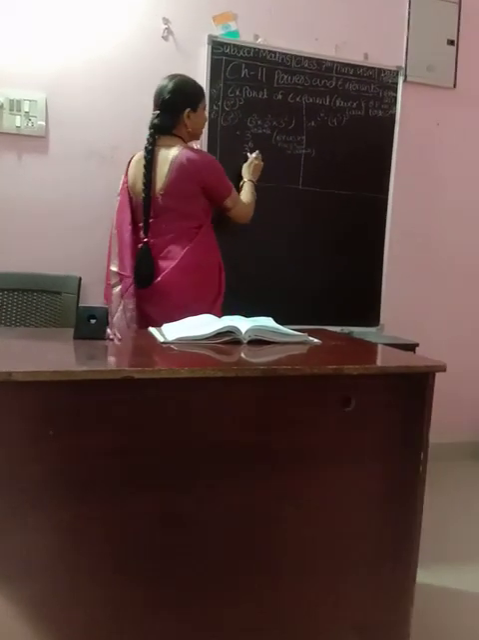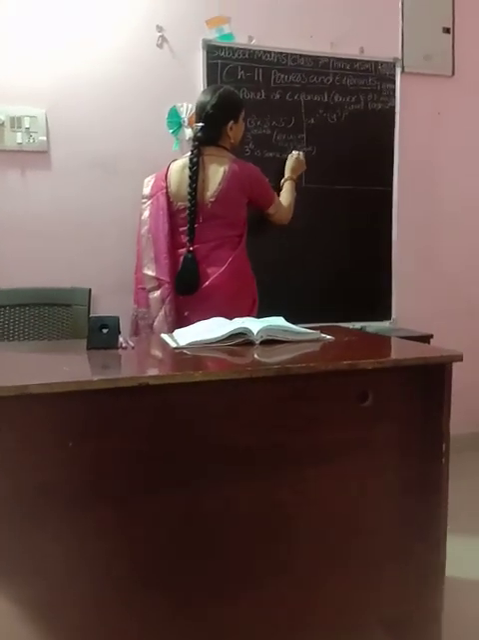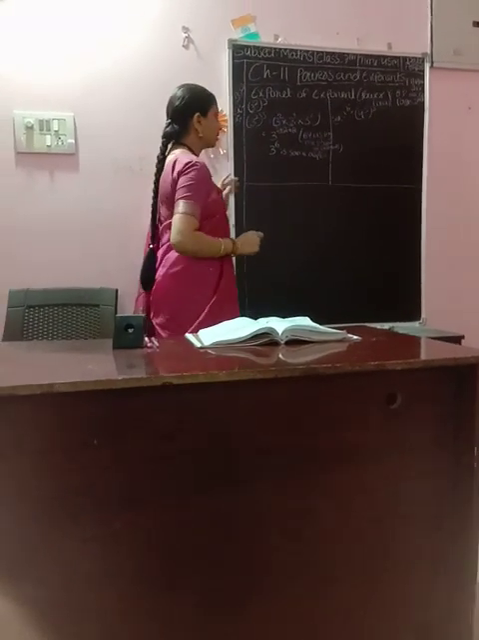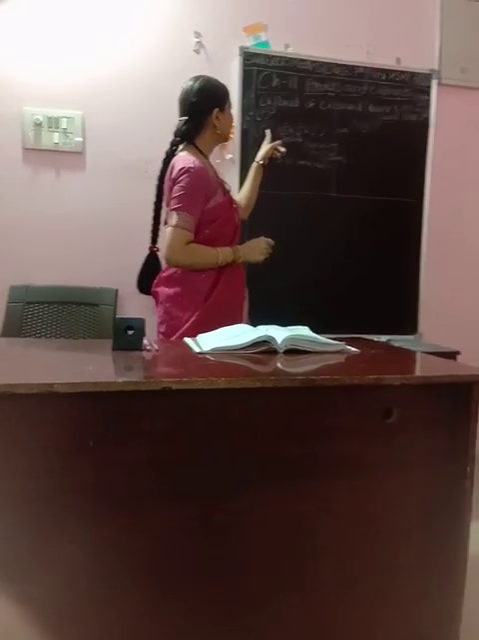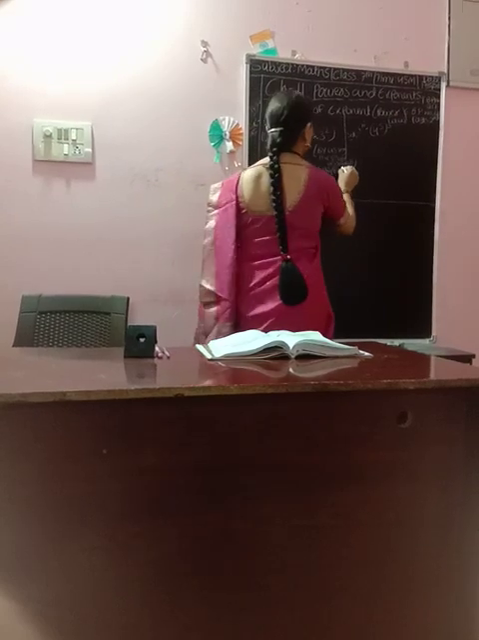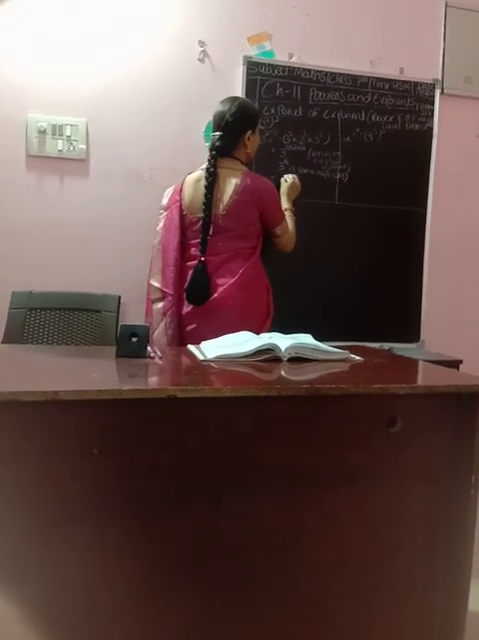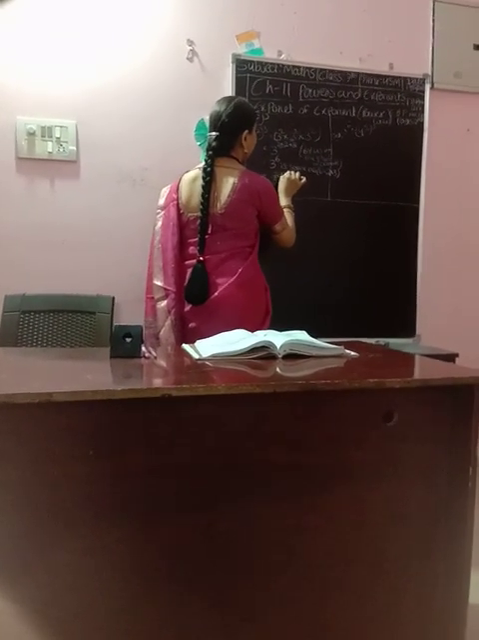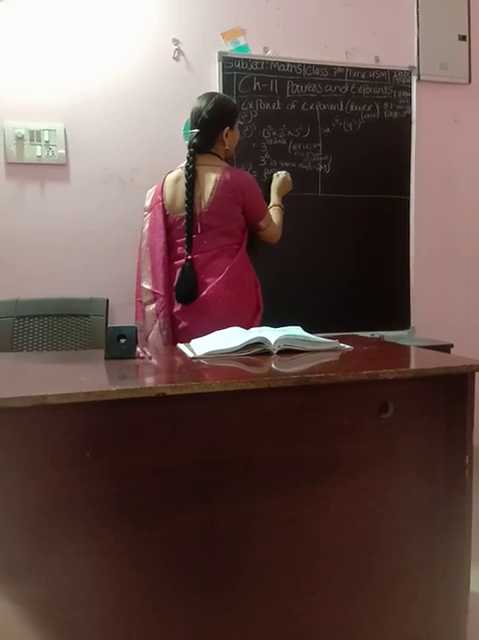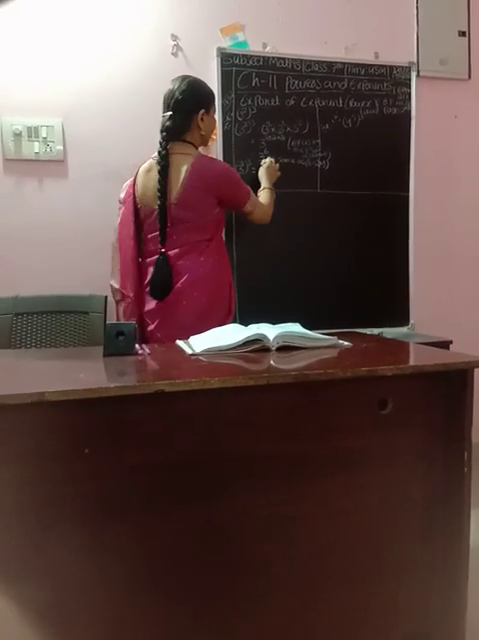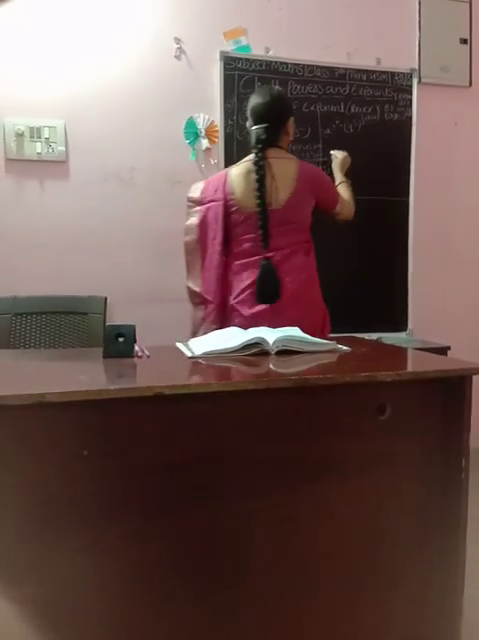So 3 to the power of 6 is the same as, we can write in terms of the product of the exponents, 2 cross 3. So 3 to the power of 6 means 2 cross 3. Here it is (3 squared) to the power of 3 equals 3 to the power of 2 cross 3. This is 3 to the power of 6.